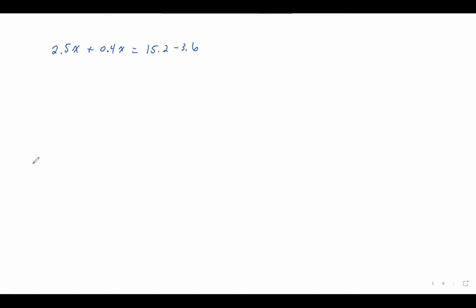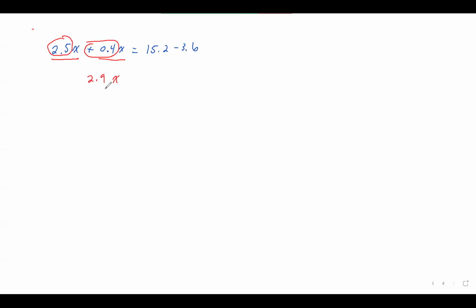All right, from here, just like before, we're going to combine like terms. So I notice I have an x and I have an x, so I can combine these guys. So what is 2.5 plus 0.4? Very good. 2.9. It's like $2.50 plus another 40 cents gives me $2.90.